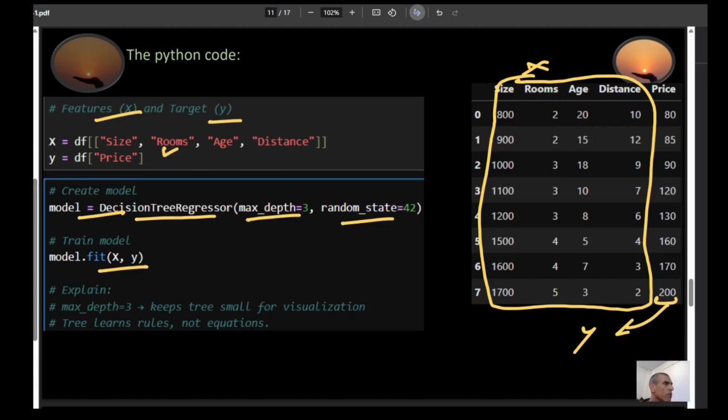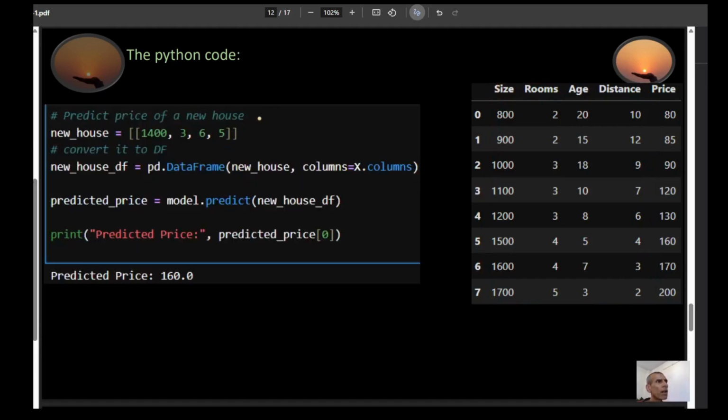And then coming down, I predict the house price of, let's say, a new house. Let's say somebody gives you the size of the house, the number of rooms, age, distance. They give you these values. So the age of the house is, let's say, 6 years, and the distance from the city is, let's say, 5 years. They want you to predict the price of the house. So you convert your data into a data frame. That's what I'm doing over here. I'm asking the model to make a prediction, and then it makes a prediction, and I print out the value, and the answer comes out to be 160.